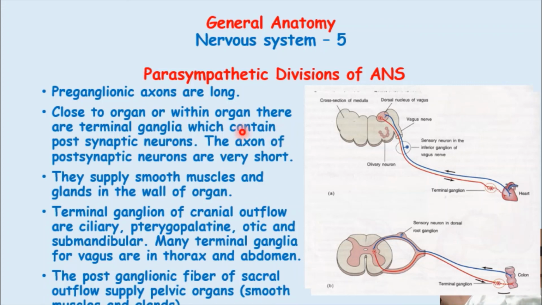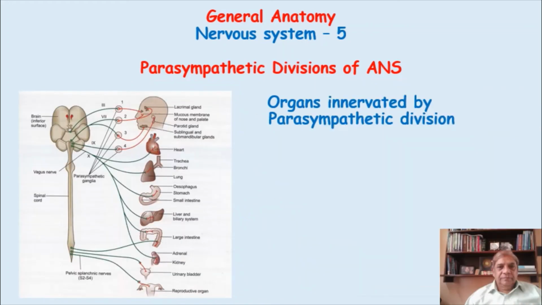Moving to the next slide, which is the last slide of the lecture, it shows the organs which are innervated by the parasympathetic division, and we have mostly covered these organs. Those from the third, seventh, ninth and tenth cranial nerves are shown here. The oculomotor nerve, the third, and then the facial, supply most of the glands present in the head and neck region.